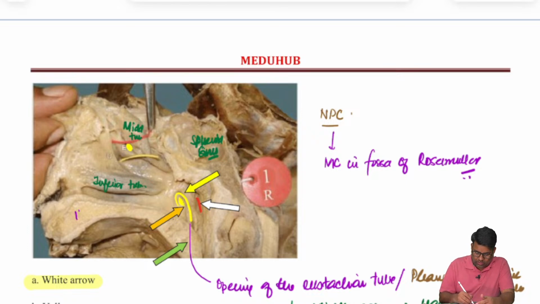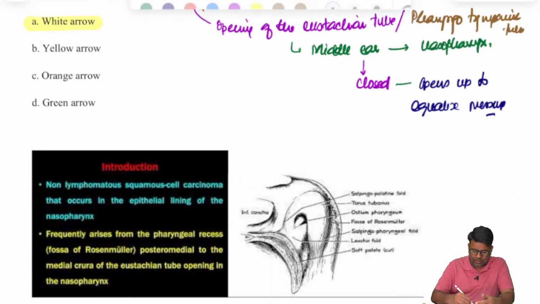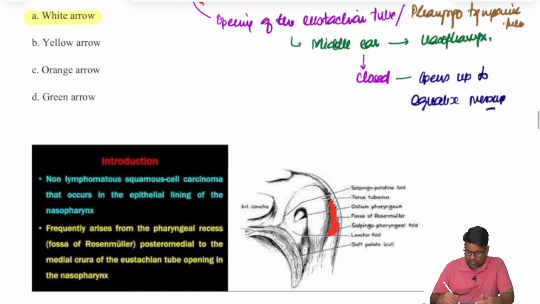And lower down, this is the hard palate. Why do we call it hard? Because it is made up of bone. Posterior to the hard palate is the soft palate, and it is known as soft because it is made up of muscles. So this is the lateral wall of the nose, and of course the fossa of Rosenmuller is the most common site of nasopharyngeal carcinoma, this area, right? And this is the eustachian tube opening here.